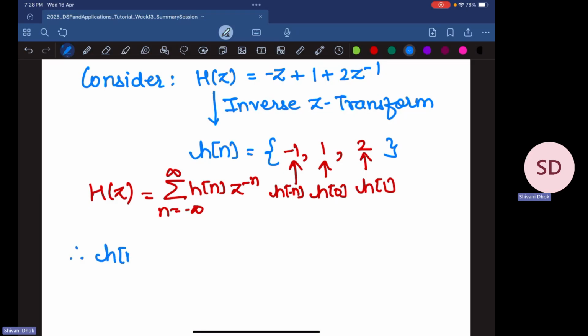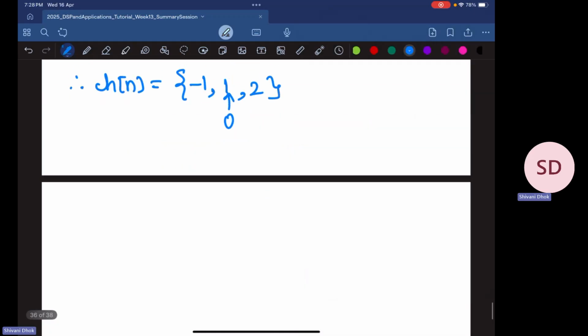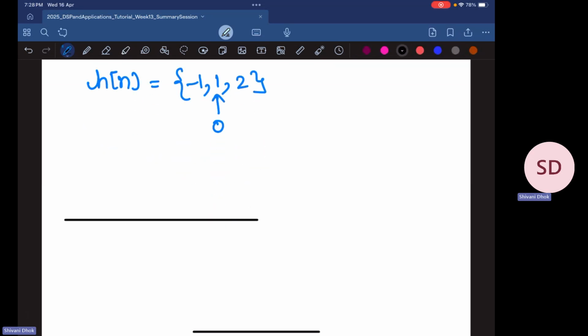Okay, so this h of n is a sequence which is minus 1, 1, 2, where 1 is located at n equal to 0. How does this sequence look? This looks something like this. Let me draw it. So this is n, and I'm plotting h of n. I have minus 2, minus 1, 0, 1, 2, and so on. At n equal to minus 1, it is minus 1. At n equal to 0, it is equal to 1. And at n equal to 1, it is equal to 2.